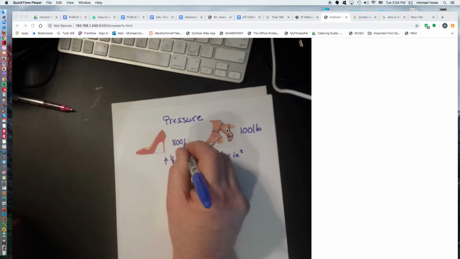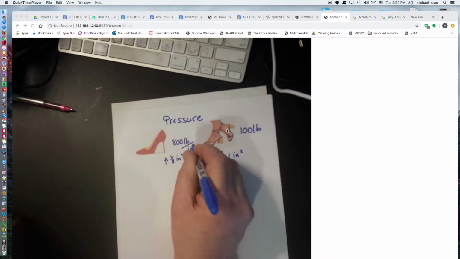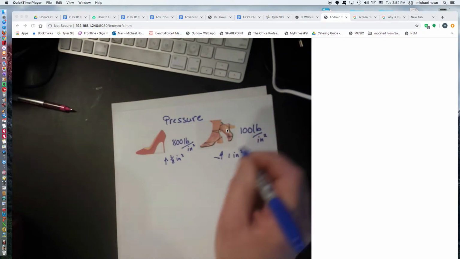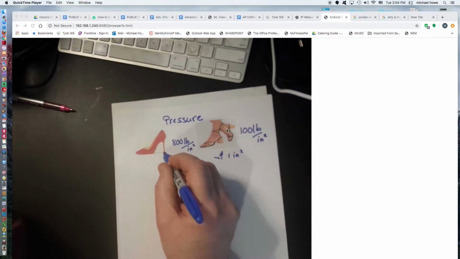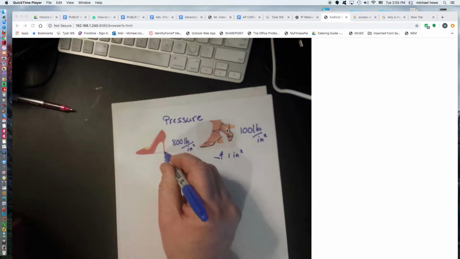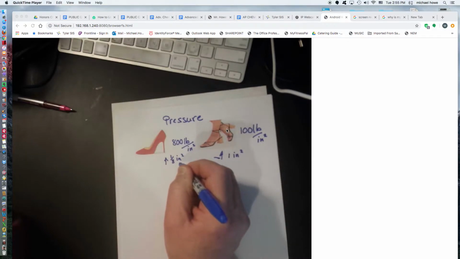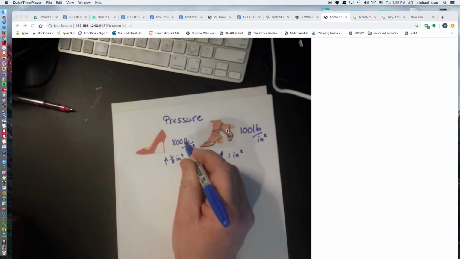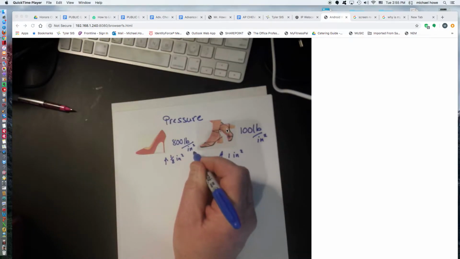all of a sudden her weight becomes 800 pounds per square inch. So now you notice I put an area on there. The weight really doesn't change. But if she's exerting all of that force over 1/8 of a square inch, then effectively her weight is 800 pounds over that 1/8 of a square inch. So 100 pounds, but it multiplies by a factor of 8 if we do it in pounds per square inch.